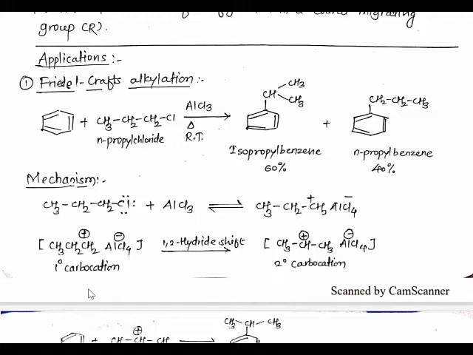In Friedel-Crafts alkylation, the compound we have is a benzene ring plus n-propyl chloride, a halogen-attached compound. So benzene ring plus n-propyl chloride in presence of AlCl3. AlCl3 is a Lewis acid. Giving a temperature, meaning giving heat, in presence of heat it will give you isopropyl benzene and n-propyl benzene. It means you are getting substitution at the second position.